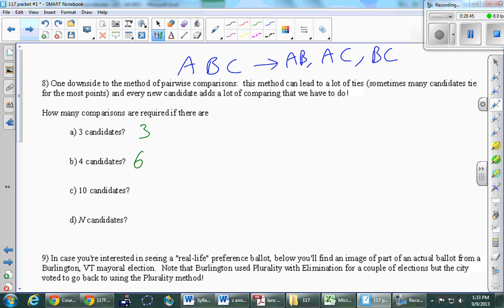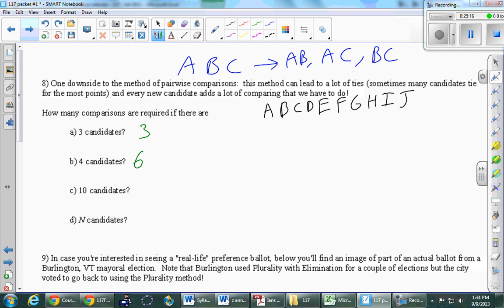Now we get to 10. Trust me when I say you do not want to list all the different comparisons when there are 10 different candidates, right? We don't want to do that. Okay, so there's got to be some mathy way that we can kind of just jump to the answer here. So let's figure this out. Suppose that we look at the first 10 letters. A, B, C, D, E, that's 5. F, G, H, I, J. Somebody double check, is that 10 letters?